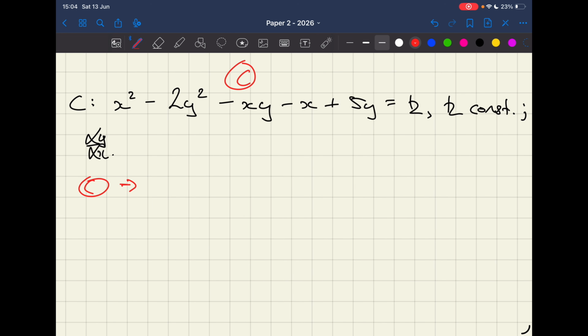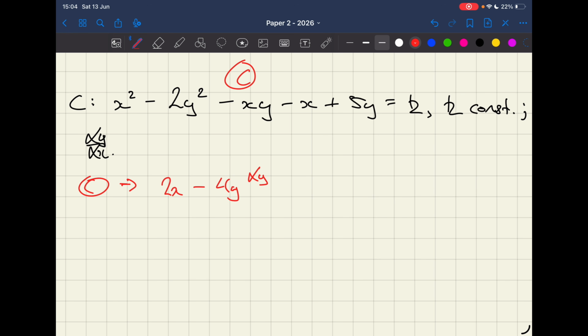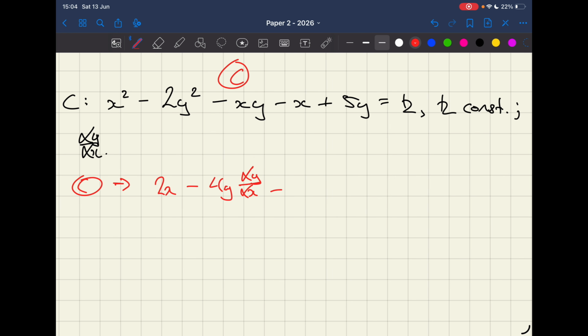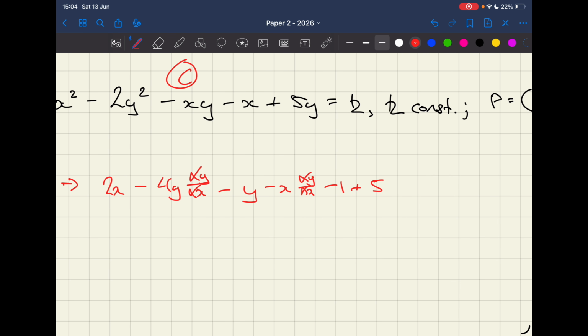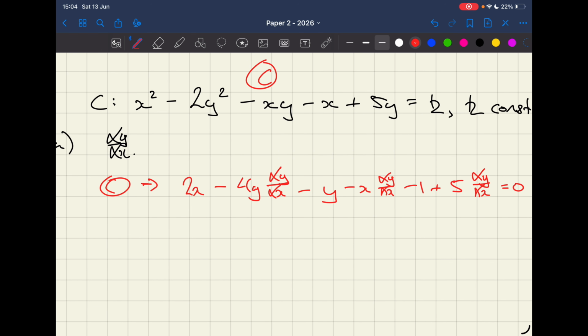It is implicit, yeah. x squared becomes 2x. 2y squared becomes 4y, but I used the wrong letter. I used y when I should have used x. xy: if we keep the y still, differentiate the x, it becomes 1 times y. Keep the x still, differentiate the y, it becomes x dy/dx. So we have x dy/dx minus x minus 1, plus 5y will become 5, but I used a y when I should have used an x, and that equals 0.